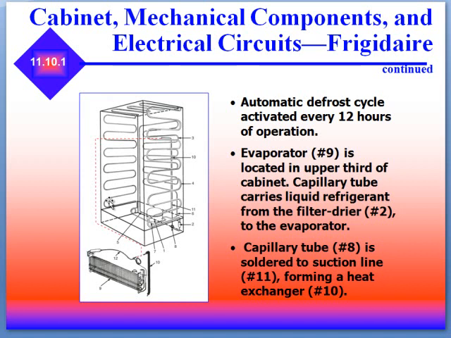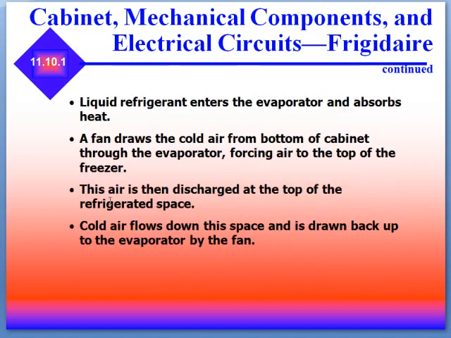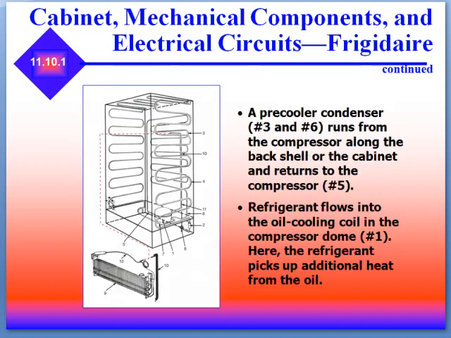The capillary tube carries the liquid refrigerant from the filter dryer to the evaporator. The cap tube is soldered to the suction line, forming a heat exchange. Liquid refrigerant enters the evaporator and absorbs heat. A fan draws the cold air from the bottom of the cabinet through the evaporator, forcing air to the top of the freezer. The air is then discharged at the top of the refrigerated space. Cold air flows down this space and is drawn back up to the evaporator by the fan.